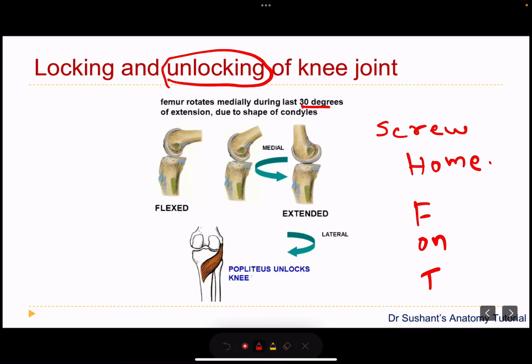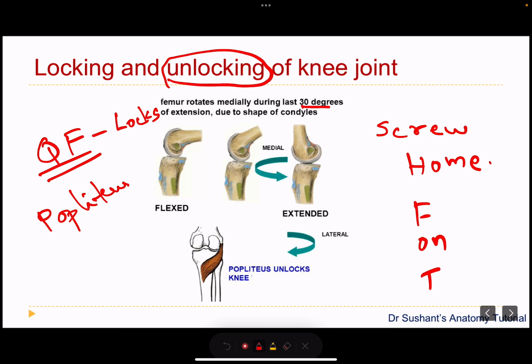All right. So who unlocks it? It is the popliteus muscle. Who locks the knee joint? It is the quadriceps femoris. So the quadriceps femoris locks the knee joint. The popliteus muscle unlocks the knee joint. Okay, so a locked knee is rigid. The unlocked knee can be further flexed. So after unlocking only, the knee can be flexed.